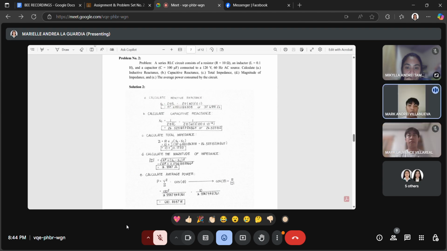Next is problem number 2 for hard. We have a series RLC circuit, meaning a resistor R, an inductor L, and a capacitor C are connected one after the other to an AC voltage source. The key here is that current is the same through all three components.